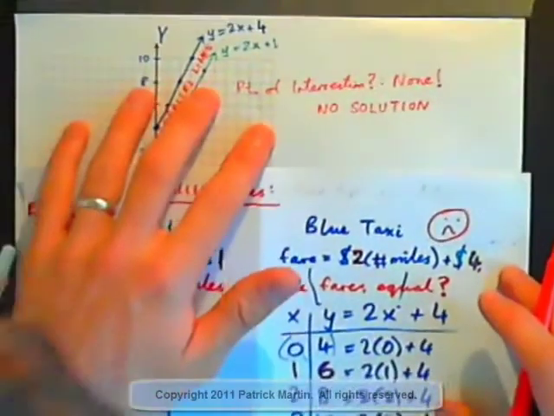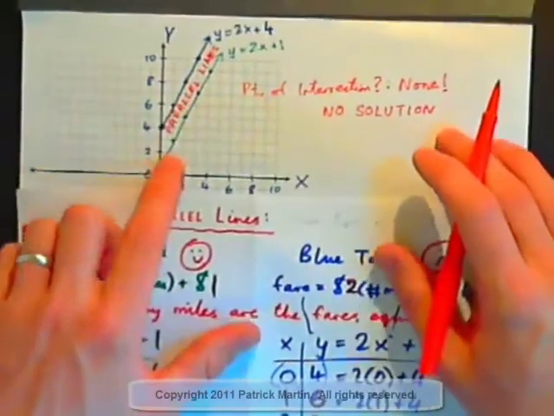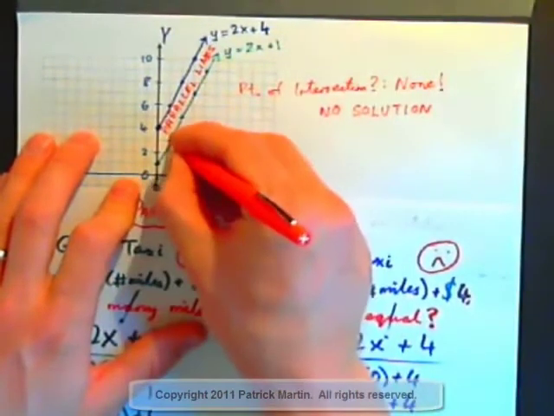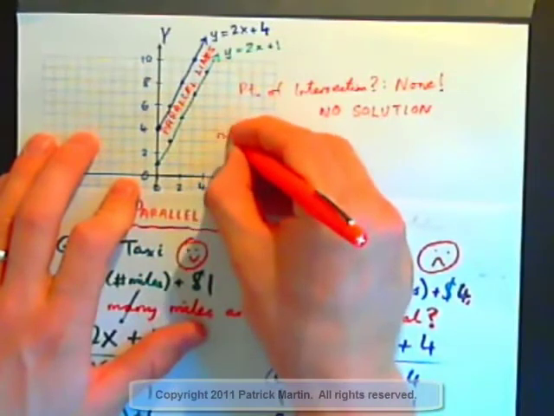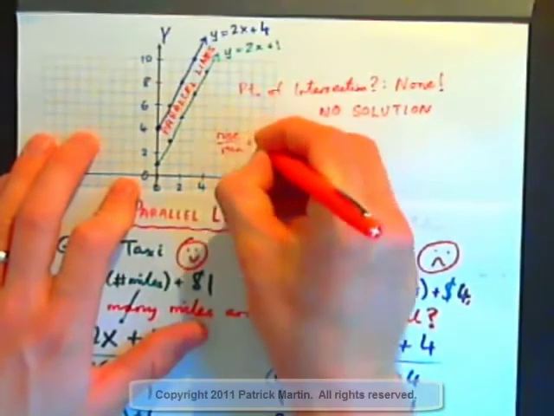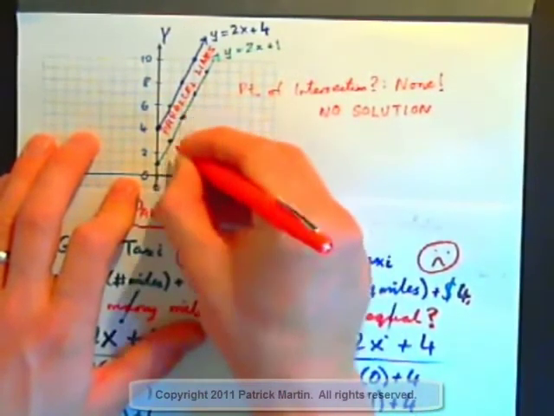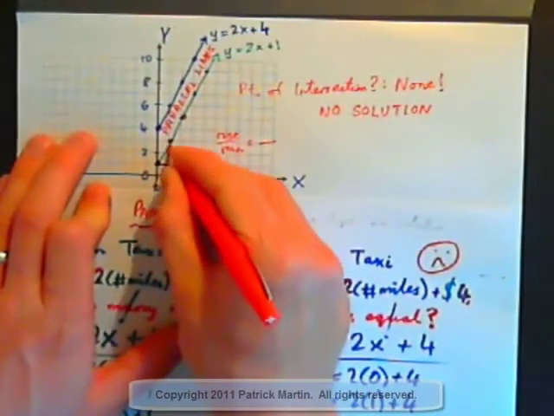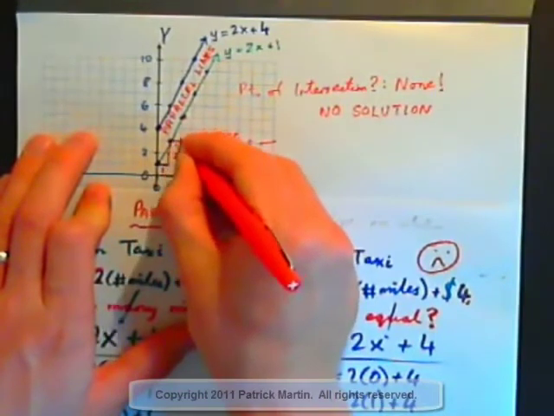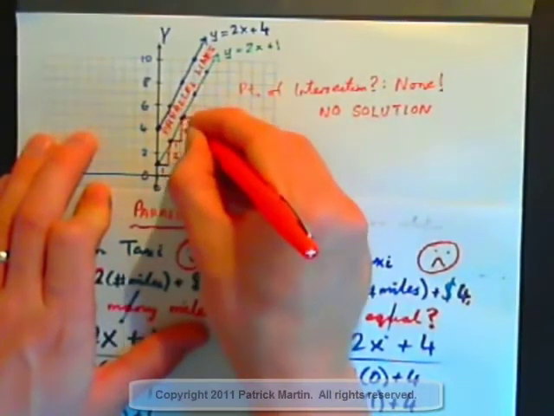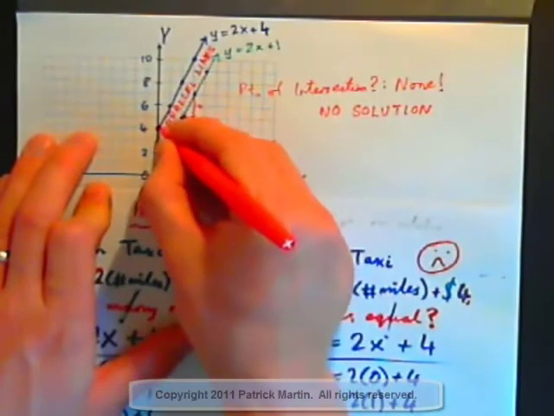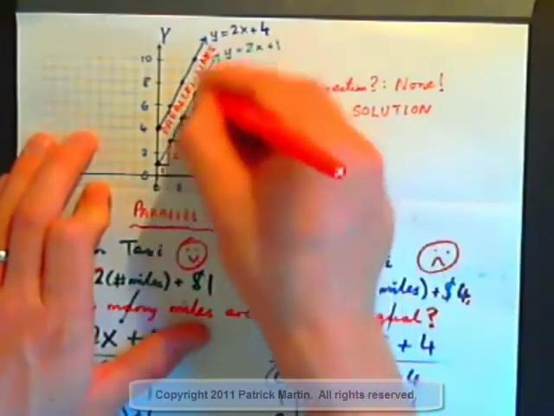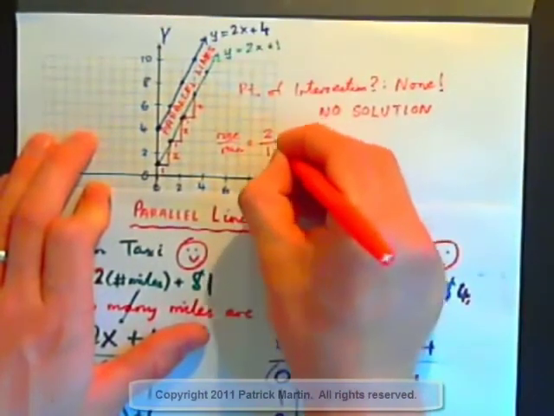What we need to understand about parallel lines is, of course, they have the same slope, don't they? If you take the green taxi, look at the rise over the run. Start here, you run one, and then you rise two. Run one, rise two. That's the same with the blue. So the rise over the run for both lines is the same. It's 2 over 1, or 2.